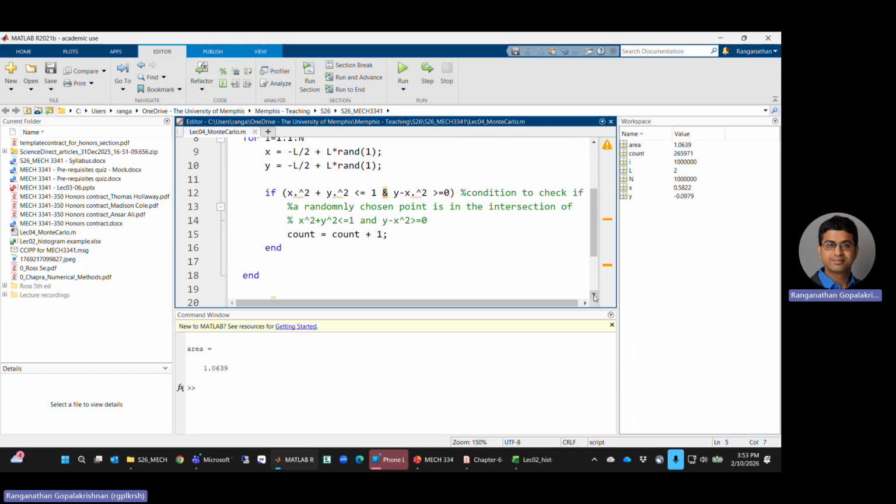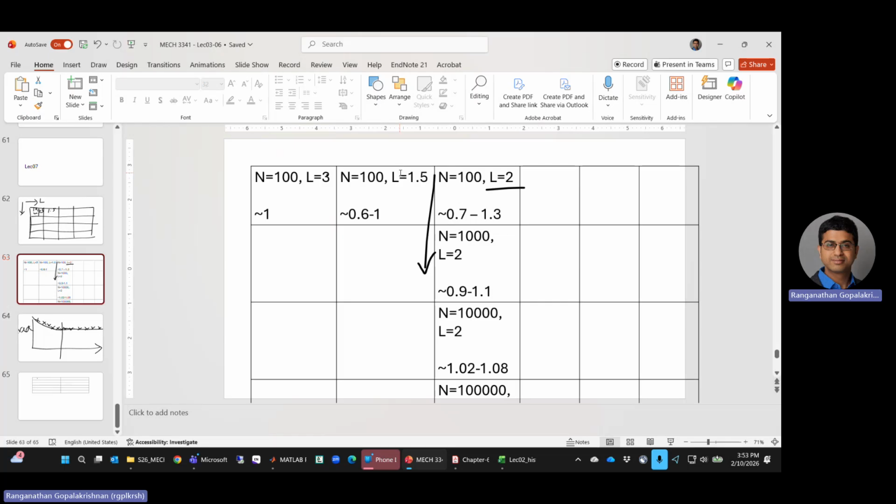I mean, you can have any statement in here. You can check for any region. It could be an intersection or an ellipse or a triangle or anything. What we are going to look for is independence of the length. What is the sanctity of L equals 1.5 or 2? Why not keep it 0.5? Why not keep it 1? You don't know whether 1 is enough or 0.5 is enough.